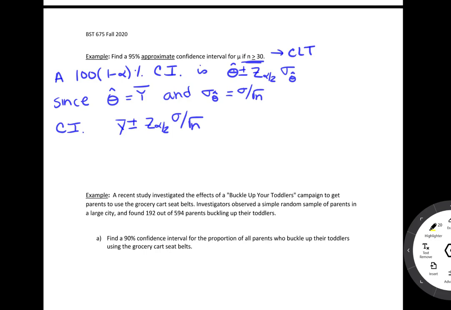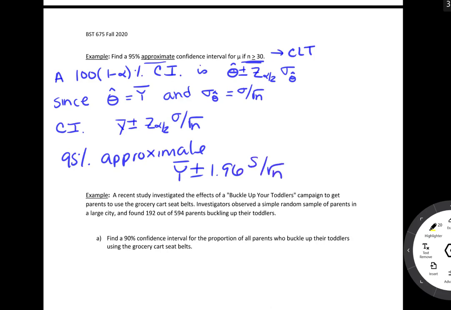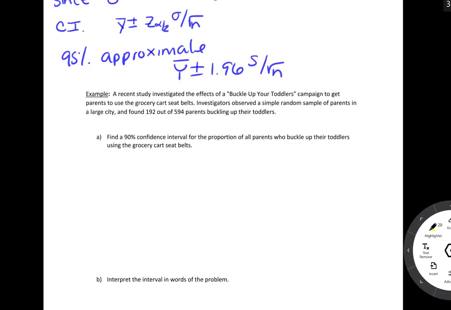A couple things to note here is if we wanted a 95% confidence interval, z alpha divided by 2 would be equal to 1.96. And if we don't know sigma, we could use s if n is large enough. And so that's why we have this approximate confidence interval here. So the 95% approximate interval is given by y bar plus or minus 1.96 times s divided by the square root of n. All right, let's look at some more examples where we can apply this.